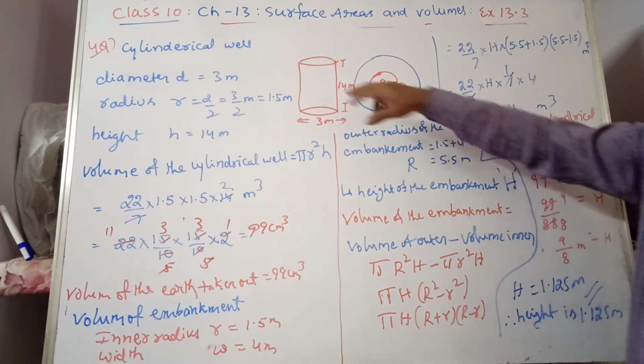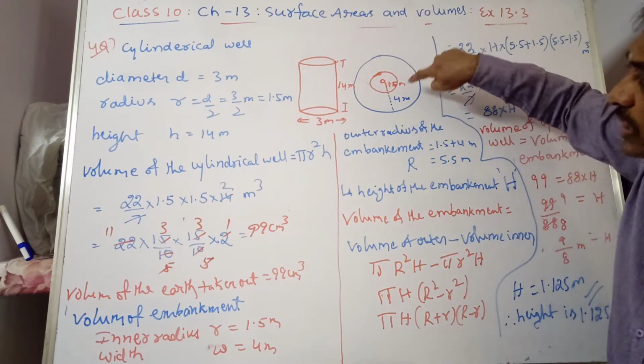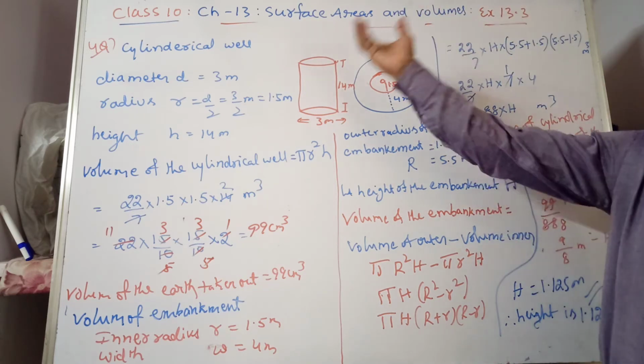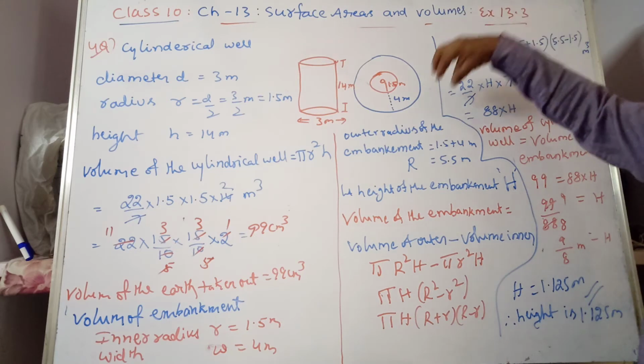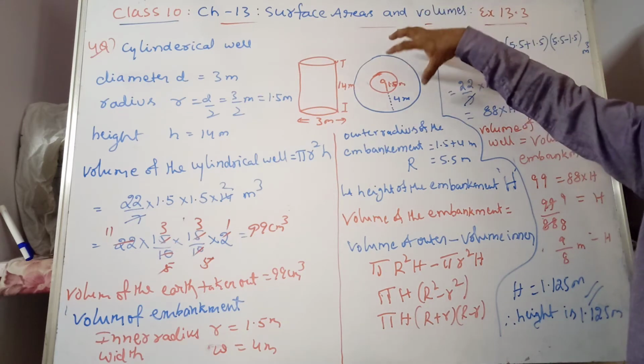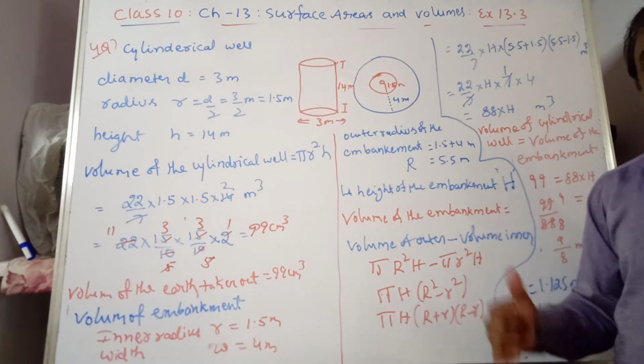We are equating: the earth taken out from the well is spreading around it in a circular region. So the volume of the earth taken out is nothing but the volume of the cylindrical well, which is equal to the volume of the embankment spread in a circular region. I hope it is clear to you. Is it clear?